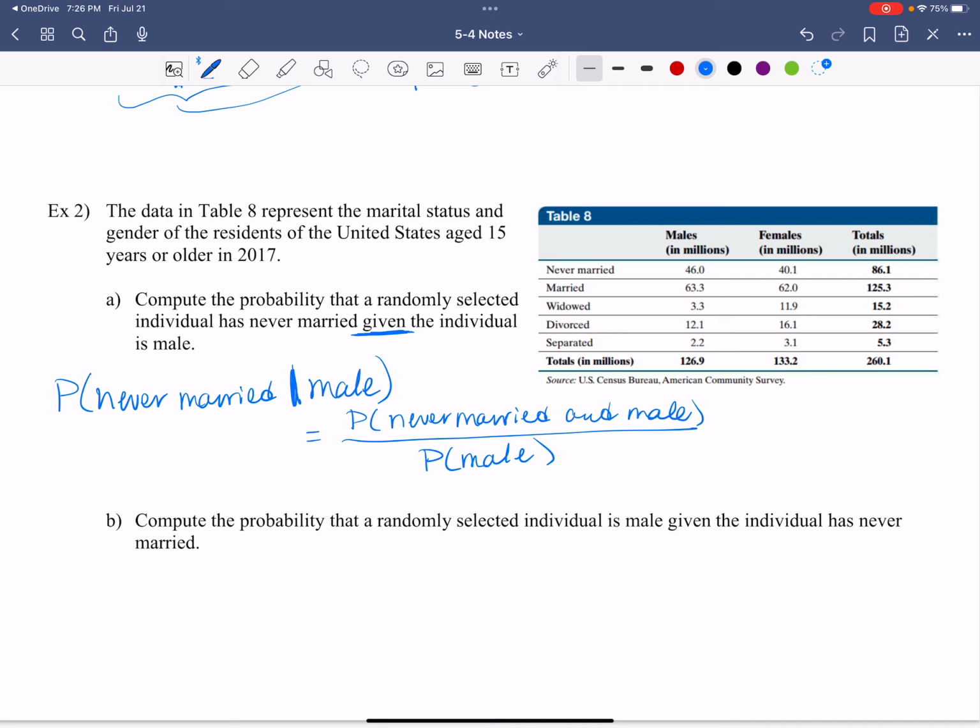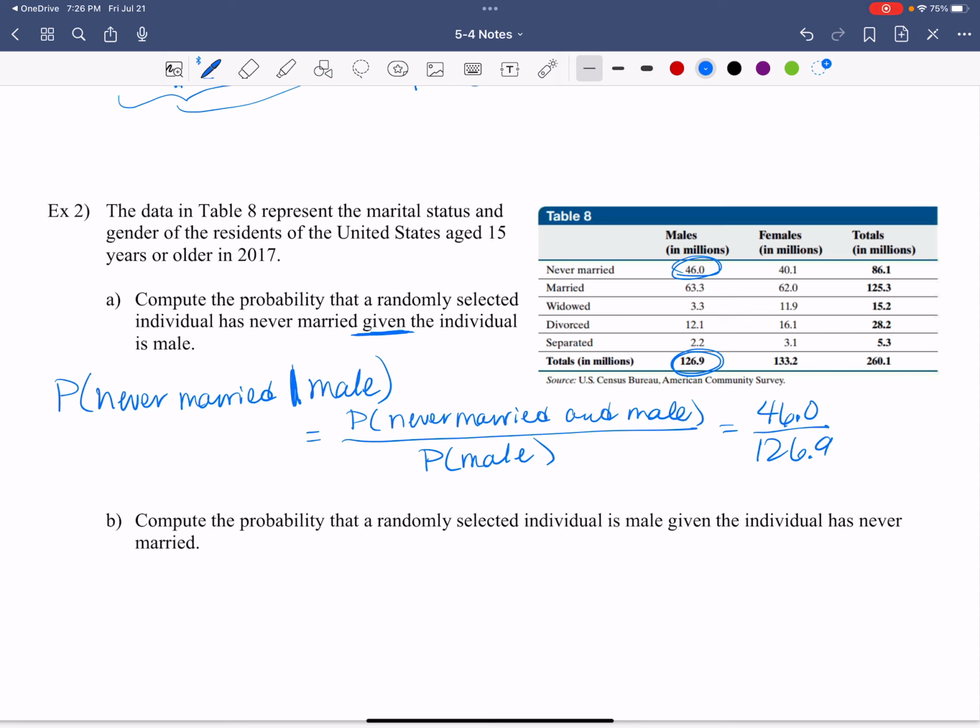Okay. So never married and male, never married and male, those overlap, and that's where that 46.0 comes in. It looks like it's up above in the middle, doesn't it? Over just male by itself is 126.9. Do you see that? And that's how we do it.